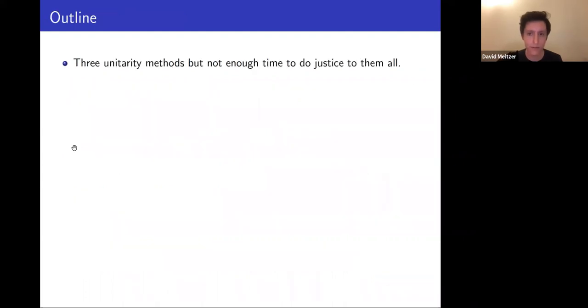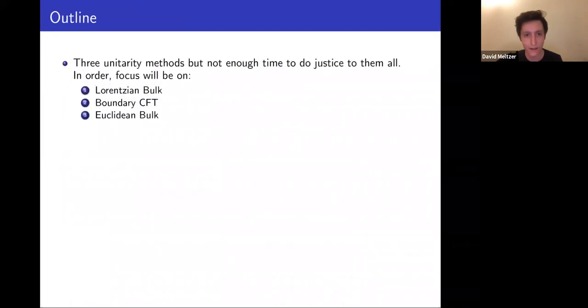So we have three different methods, and I don't have time to do justice to them all and how they're all related. So in order of details given, the focus today is going to be on Lorentzian bulk methods. And in decreasing order of details, I'll also mention the boundary CFT method and Euclidean bulk one. But hopefully I'll get the main picture across for all three.